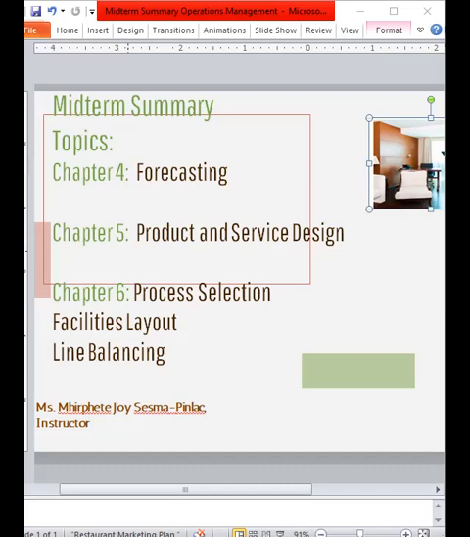In designing for operations, it is very important to take into account the capabilities of the organization in designing goods and services.